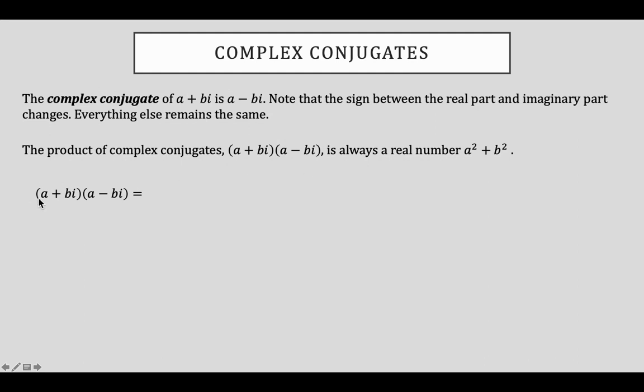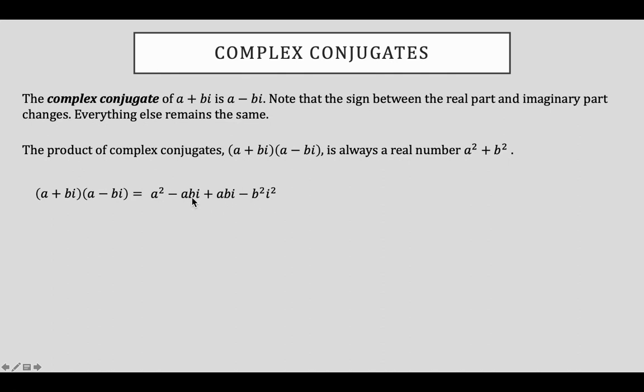A plus bi, the quantity a plus bi times the quantity a minus bi. Again, we have to use the distributive property of multiplication. My first terms give me a squared. My outer terms give me a minus abi. My inner terms multiply to give me a plus abi. And my last terms multiply to give me a negative b squared i squared.